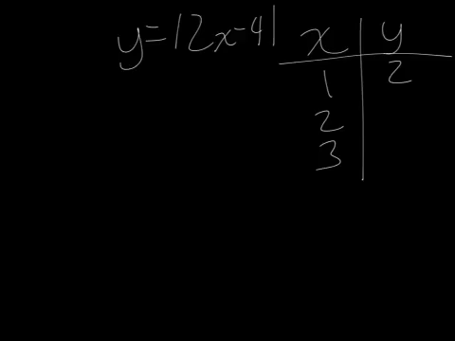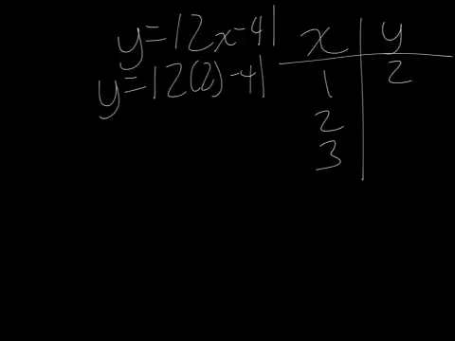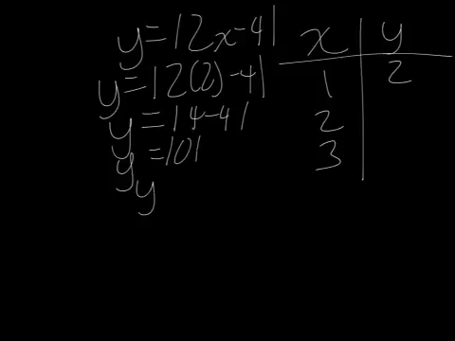So now we're going to put in 2. So we're going to say y is equal to the absolute value of 2 times 2 minus 4. 2 times 2 is 4, and 4 minus 4 is going to be 0. The absolute value of 0 will just be 0. So for my y value for 2, I'm going to put in 0.